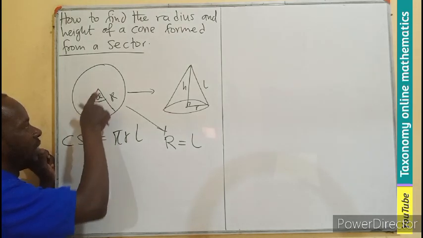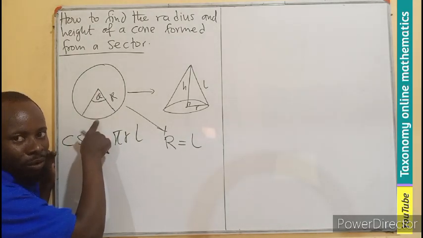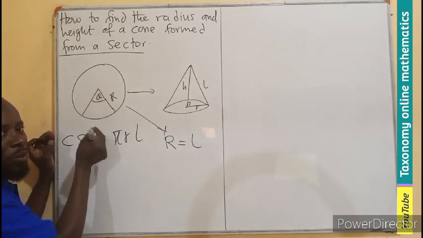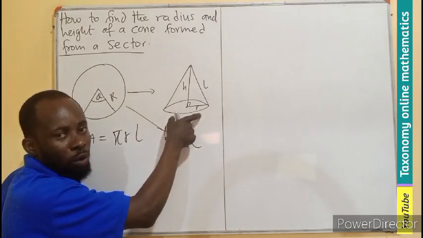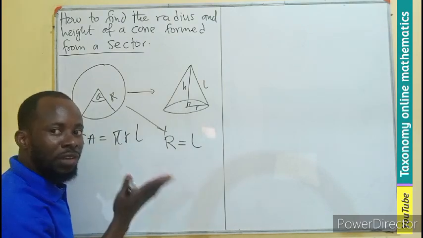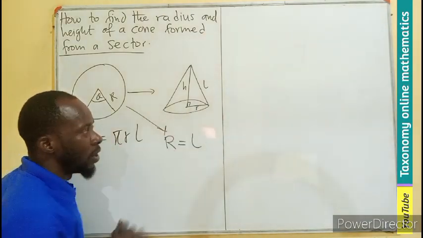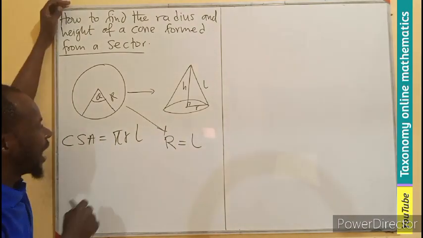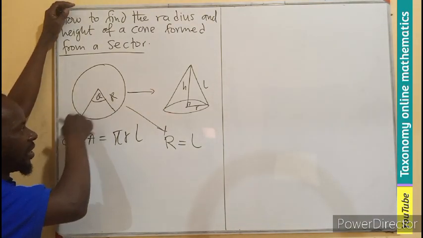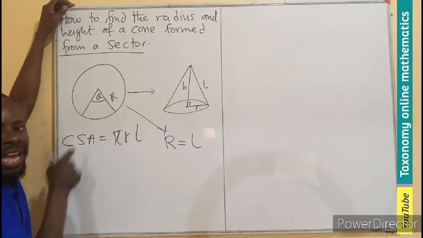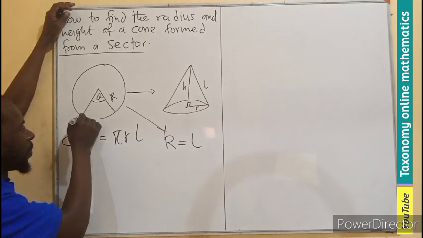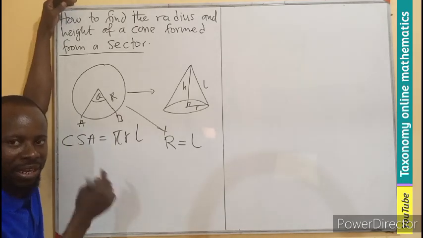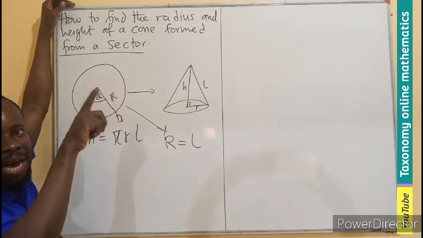But we cannot say that from here to here is also called a radius. If you fold it, the line from there to the center of the cone becomes the height of the cone. It's not given, and the radius of the cone is also not given. But we can find that. We know that for this sector, we can find the length of the arc, meaning how long it is, the perimeter around it.